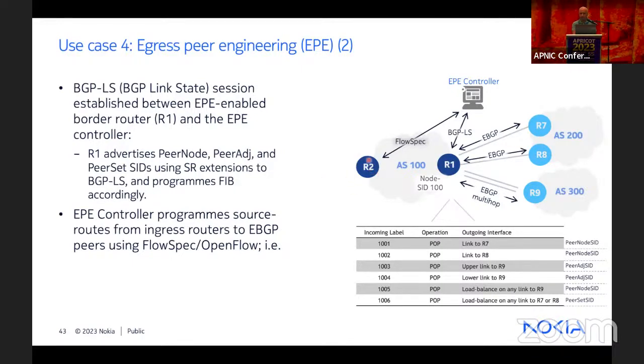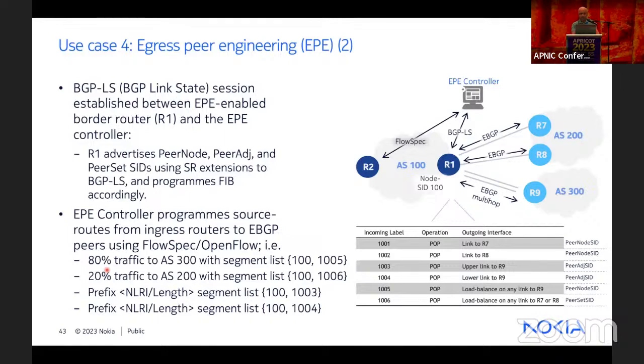So what we want to do is program some policy in R2 to dictate where the traffic goes. And one other bit of information that is important here is the node SID for R1. Now, is that an IGP segment or is it a BGP segment, the node SID for R1? IGP, yeah. Because that's going to be used internally within the AS to get traffic from R2 to R1. So here's what we could do. You could have a policy that says 80% of the traffic that goes to AS300 has to have this segment list: 100, 1005. So on R2, it'll have some way of hashing that traffic so that 80% of it is sent with a segment list of 100, 1005. So what happens is 100 gets you to R1. When you get to R1, it looks at 1005, which says pop and load balance on any link to R9. Right, so it gets load balanced over the links.